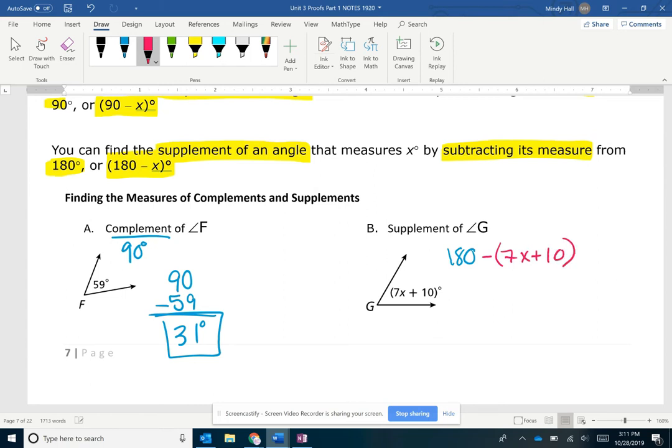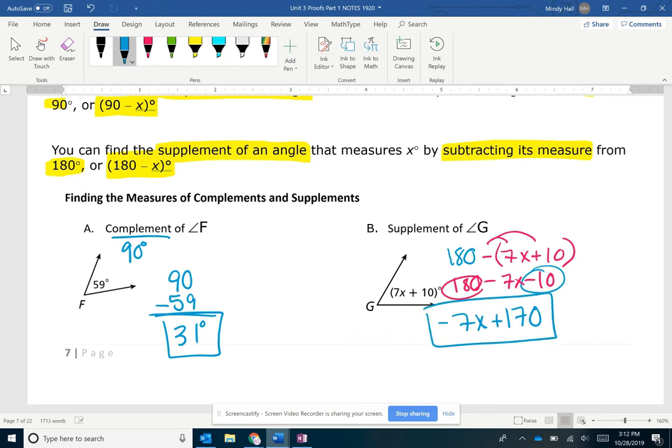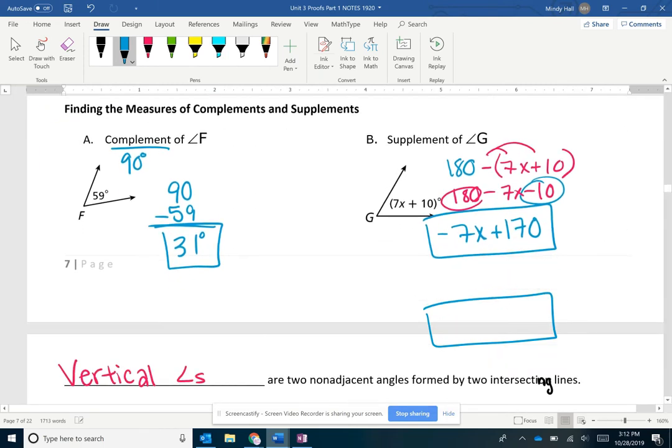And be sure to use parentheses so that you can distribute that -1 just like you did in the warm-up. But then we would have 180 minus 7x minus 10. And then when you combine your like terms, you have 180 minus 10, which would give us 170. And then I would just keep that -7x. And personally, I like to put it in the front, so I would write -7x plus 170, but you can also write 170 minus 7x as well.